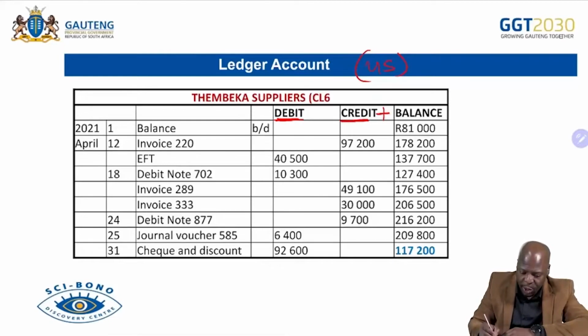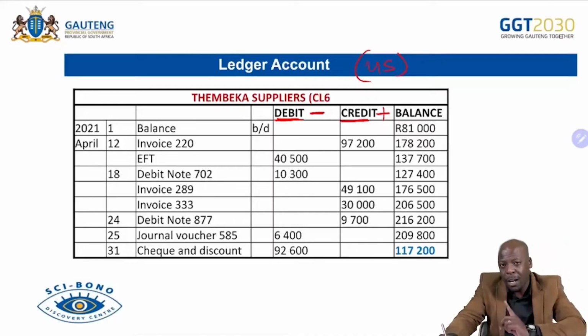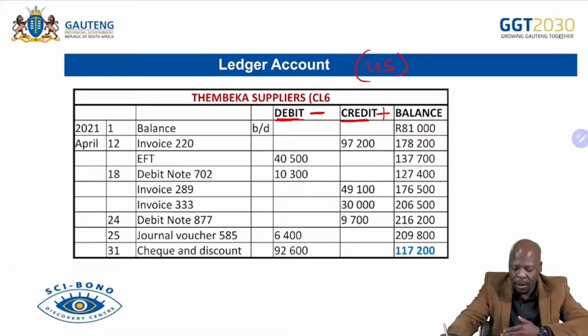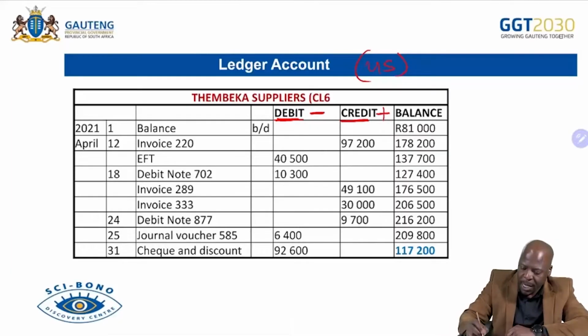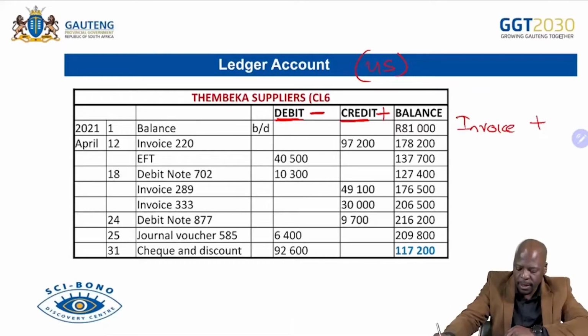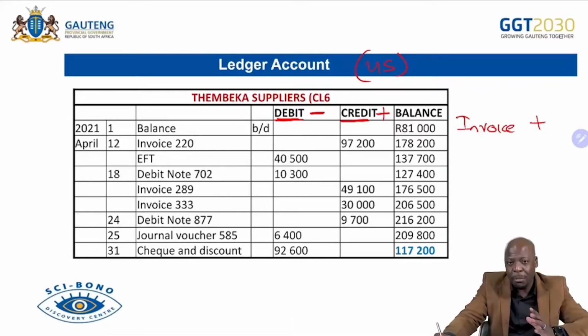And then the ledger decreases on the debit side. On the debit side, you have your minus. So these are very important. Before you answer such a question, always make sure you have your signs. On the credit side, it is a plus. And then on the debit side, it is a minus. Then you have to now know your source documents. For example, number one, your invoice should always be a plus.